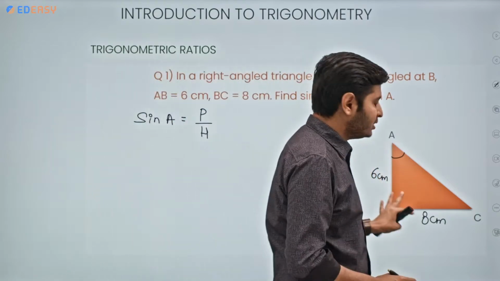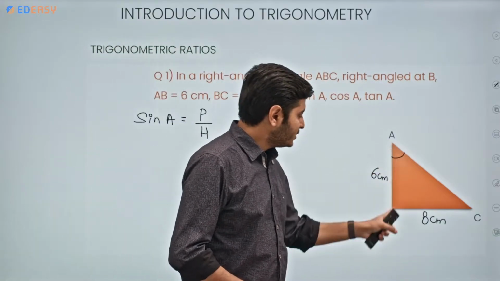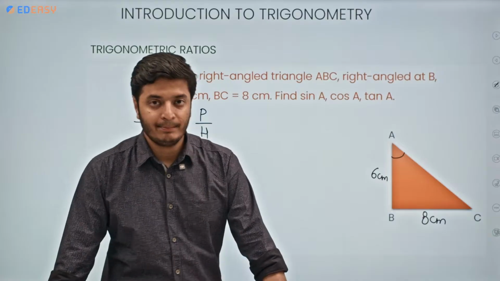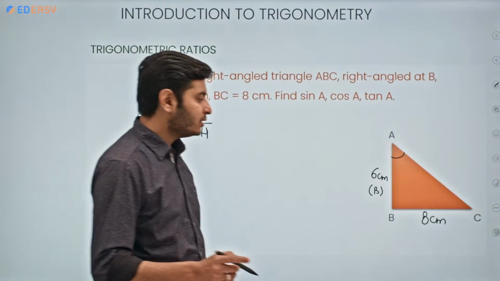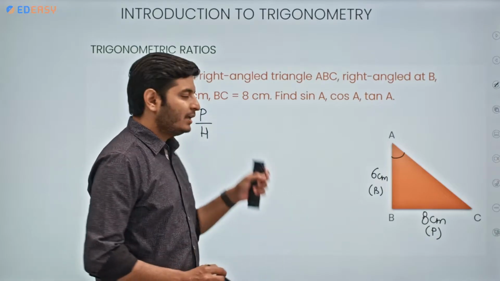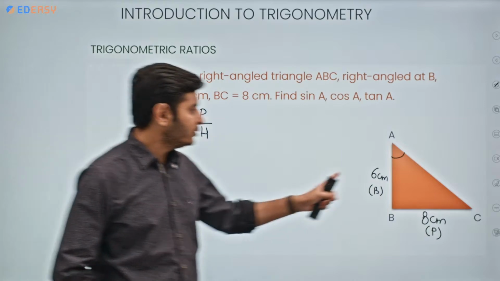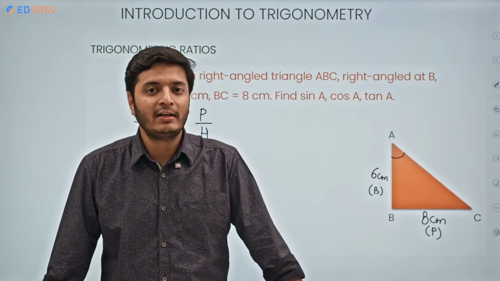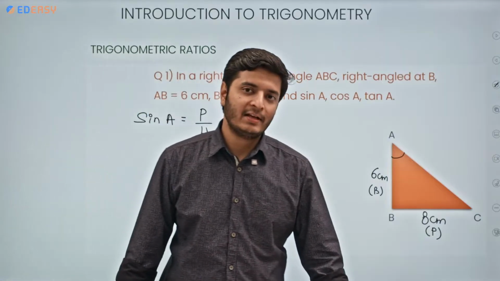Which side is perpendicular when we are referring to angle A in this triangle? This AB is the side adjacent, correct? Adjacent side will always be the base. Then the perpendicular side would be the side opposite, so this side BC is perpendicular. The length of the perpendicular we know. What about the hypotenuse? Do we know its length? No, it is not given directly to us. Is there any way that we can find this length? Yes, we can find this very easily.